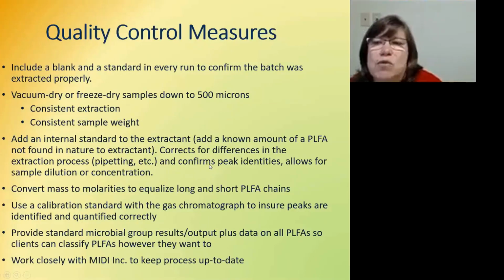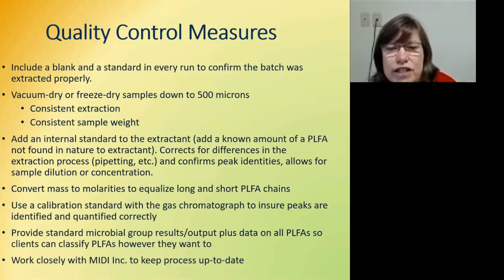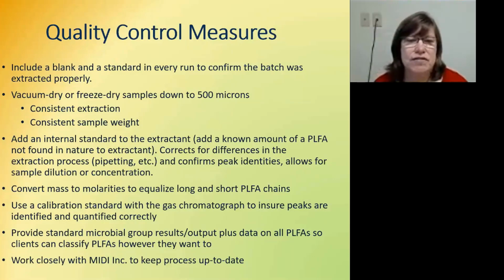So we do use some quality control measures. We include a blank and a standard in every run to confirm that the batch was extracted properly. We vacuum dry or freeze dry the samples down to 5 microns for several reasons. One, so we have a consistent sample weight.